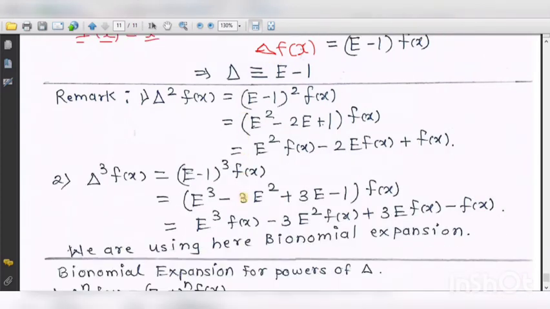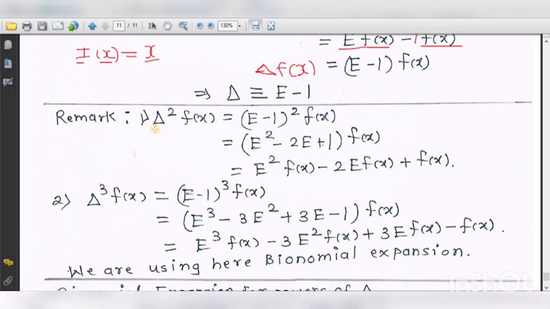Okay, so let us do some examples here. Delta square f(x). What is delta? Delta is E minus 1, so just replace delta by E minus 1. (E minus 1) square. The rules of powers are the same as the rules for powers of a bracket, that is, (a+b) square is a square plus 2ab plus b square. So if I square this bracket, what do I get? E square minus 2E plus 1. When there is a minus sign in the bracket, we have to take care. In the expansion you always have alternate positive and negative signs.